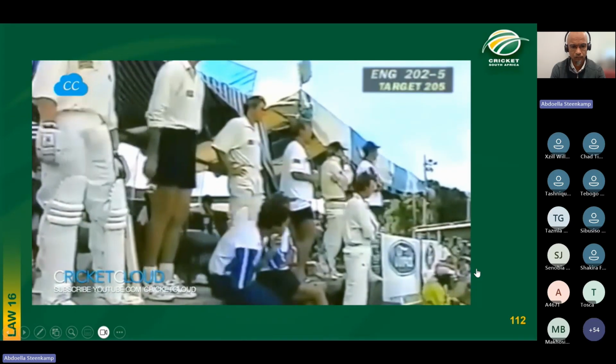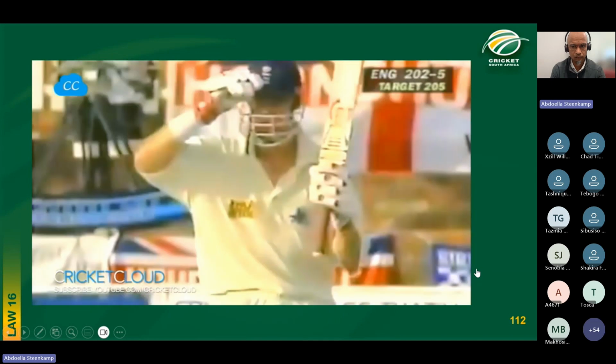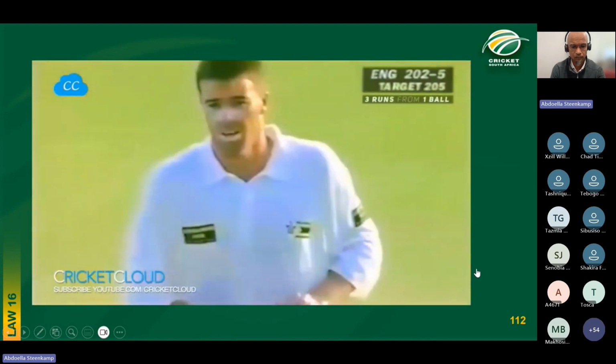Andy Flower wishes Heath Streak good luck. Nick Knight takes a few deep breaths. England need 3 runs to win off the very last ball to win this test match. Can Nick Knight conjure up another boundary? One feels it has to be a boundary now for England to win this match.